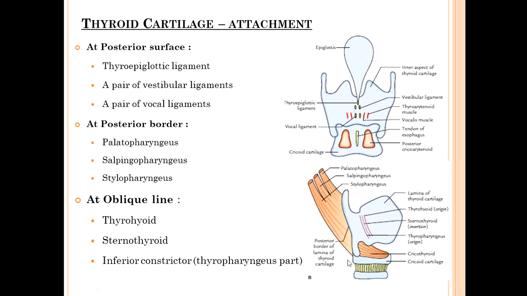Okay, the inferior constrictor has two parts: the thyropharyngeus part and the cricopharyngeus part. The cricopharyngeus part will attach to the cricoid cartilage. The thyropharyngeus part of the inferior constrictor will attach at the posterior border of the thyroid cartilage.